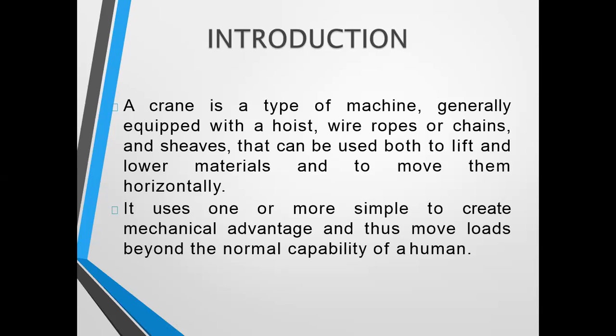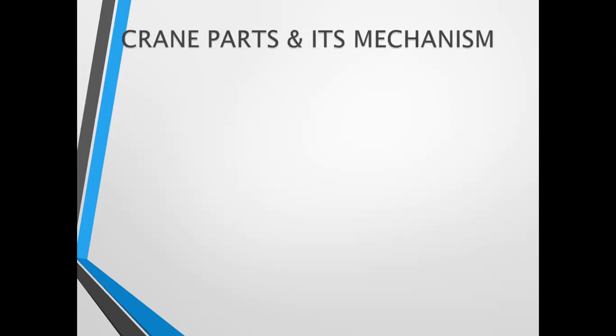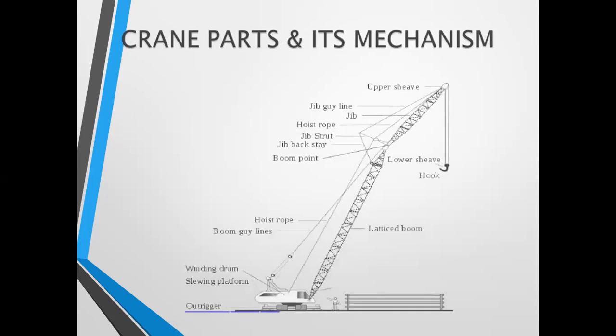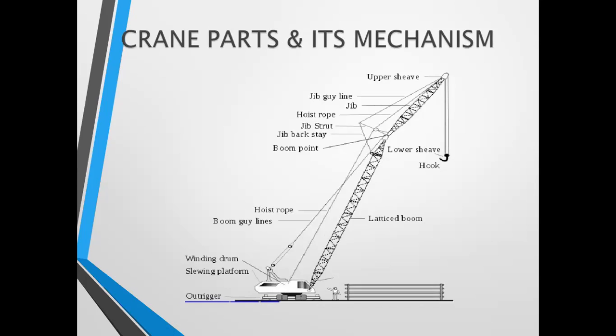So these are the parts and mechanism. This is the figure of a crane and the various parts of the mechanism which are used in a crane, like hoist rope, jib, upper sheaves, hoist rope, right? These are the different kinds of parts which are used in the crane to lift the load or to move the load, or you can say the loading or unloading of the load.